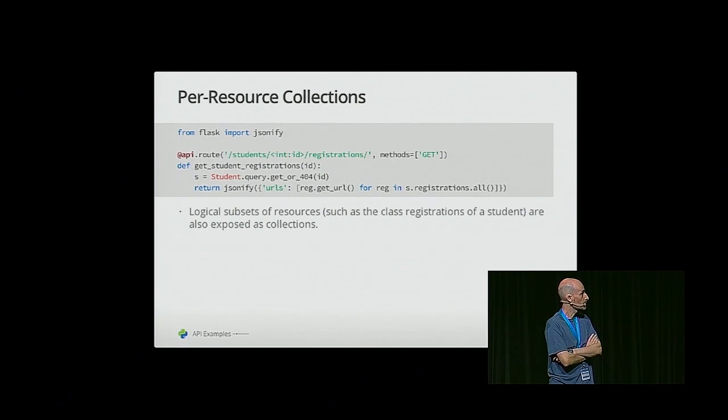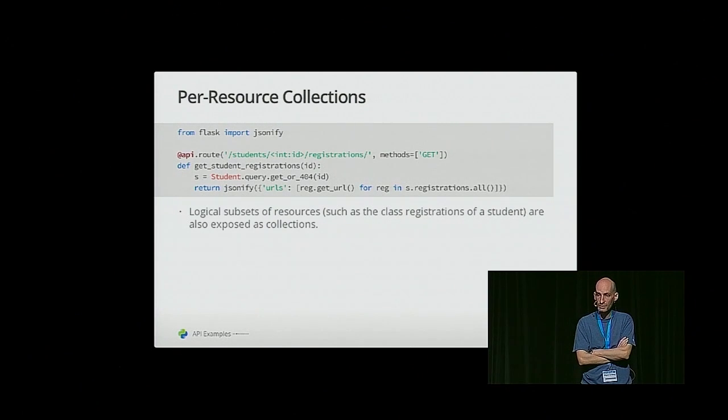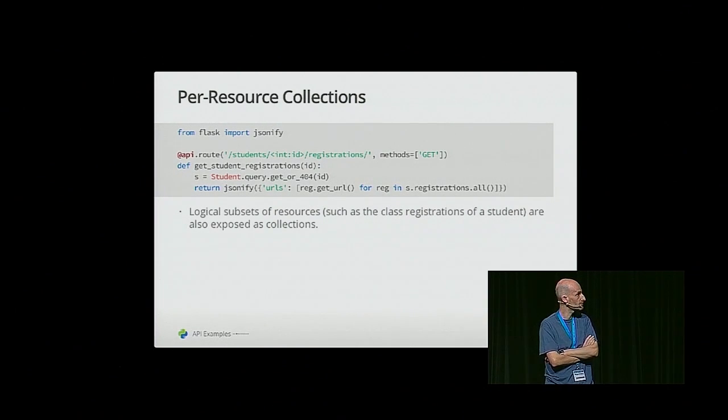The implementation is also very simple, pretty similar to the big collection of students that we did before. The difference is that I get my collection from a relationship in my database. So I have my student, and then I say s.registrations, and that's wired to be the relationship in my database. And then from that, I get the URLs into a list, and that list gets into the dictionary of URLs, and that gets JSONified, and off it goes to the client.